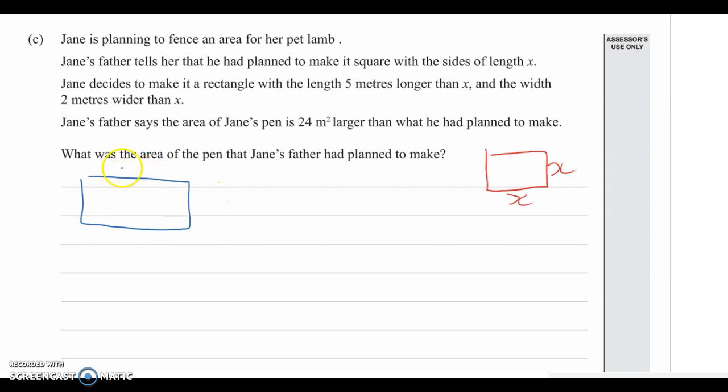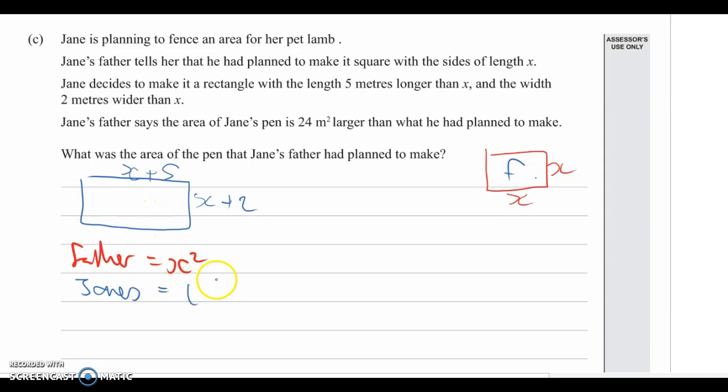So I've got a width and length here, so this will be x plus 5 and this will be x plus 2. Jane's father says the area of Jane's pen is 24 meters larger than he had planned to make. What was the area of the pen that Jane's father had planned to make? Well, we know that the area of the pen that Jane's father had planned to make is x squared. So the father's pen is x squared, and Jane's is what?